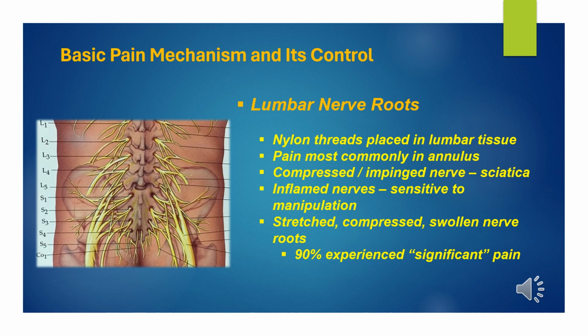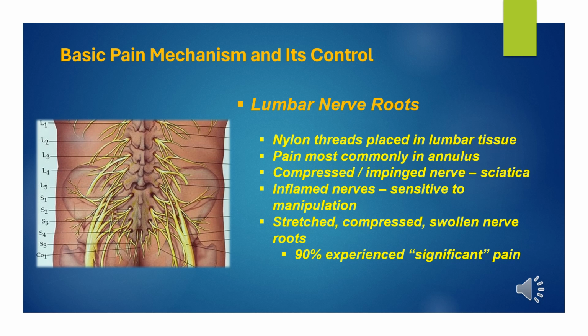Moving on to lumbar nerve roots, researchers actually placed nylon threads in various lumbar tissue sites during operations of the spine. These threads exited the surgical wound and were pulled upon in the postoperative period to determine pain and sensitivity in the affected spinal tissues. Pretty interesting concept. The most common pain site was the annulus fibrosus. Nerve roots compressed by discs or bony impingement were thought to be the cause of sciatica and were painful and sensitive. Normal or uninvolved nerve roots were not associated with pain at all.